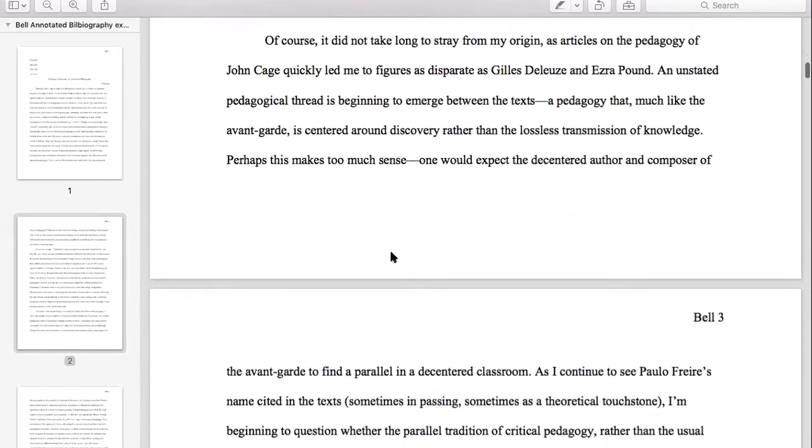And in this paragraph here, I talk about where that led me, right? So quickly, I'm not even in Black Mountain anymore. I'm learning about other things that are only tangentially related. I'm mostly focusing on John Cage, but that leads me to people like Deleuze or Ezra Pound.